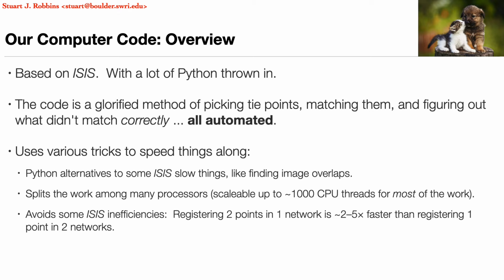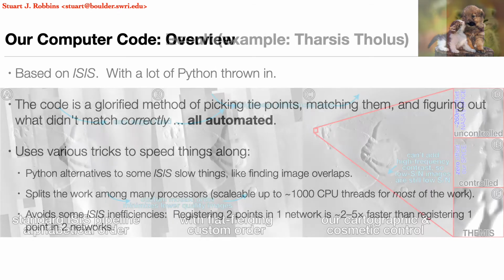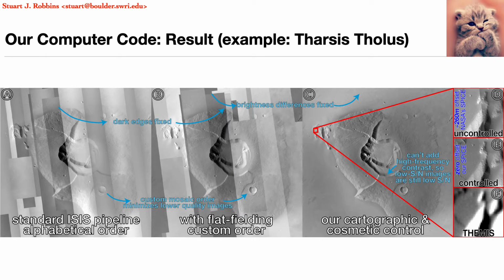So for example, we use Python alternatives for some slow ISIS things like finding image overlaps, which I'll talk about in a few slides. We can also split the work for most of the control process among multiple processors, scalable up to thousands of CPU threads for most of that work if you have the RAM available. We can also avoid some ISIS inefficiencies. For example, in developing our workflow, we found out that registering 2 points in one network is much faster than registering 1 point in 2 networks. And so we can leverage some efficiencies or inefficiencies depending on your point of view. So as an example of what it actually looks like, this is Tharsis Tholus.